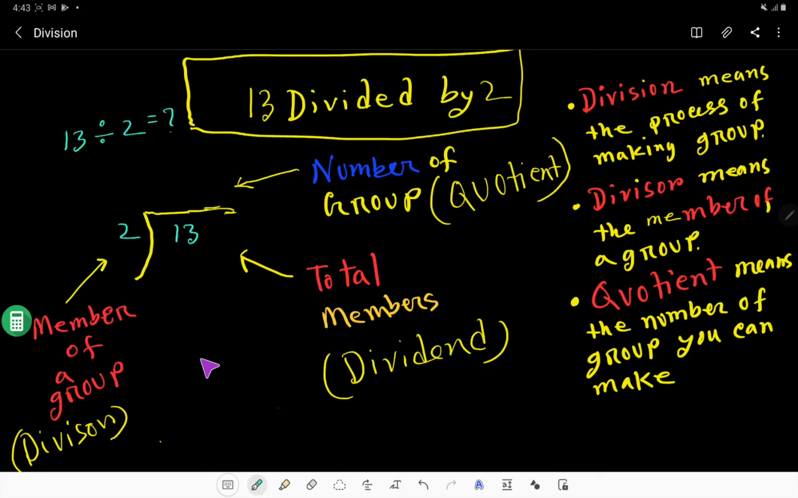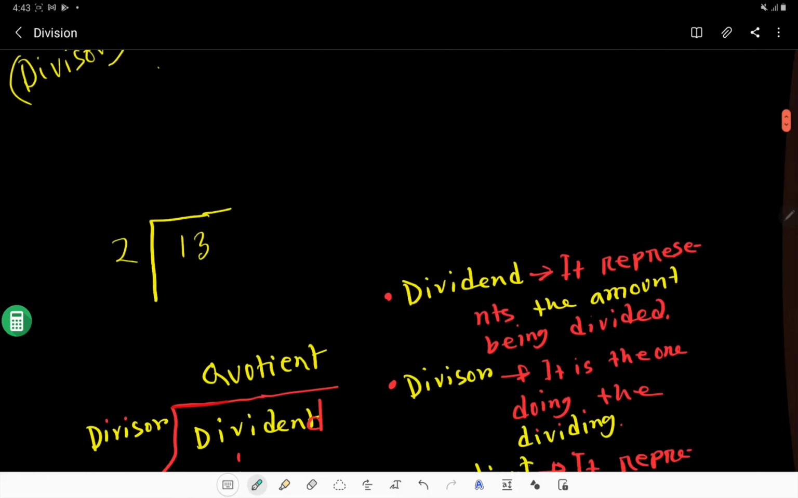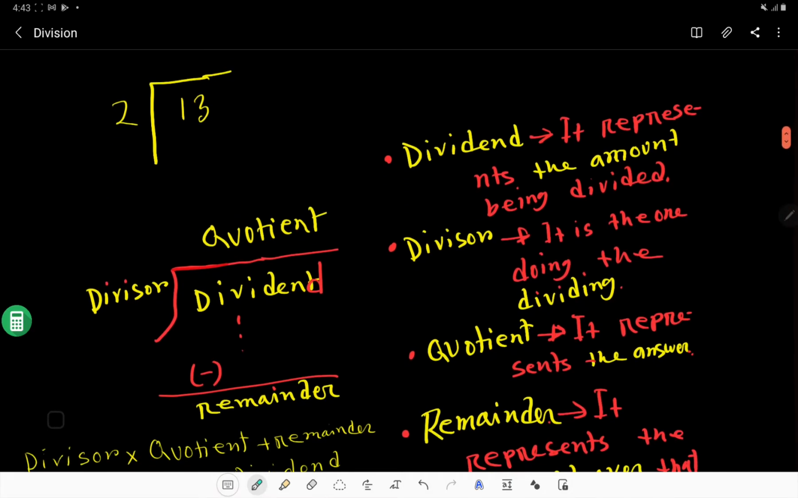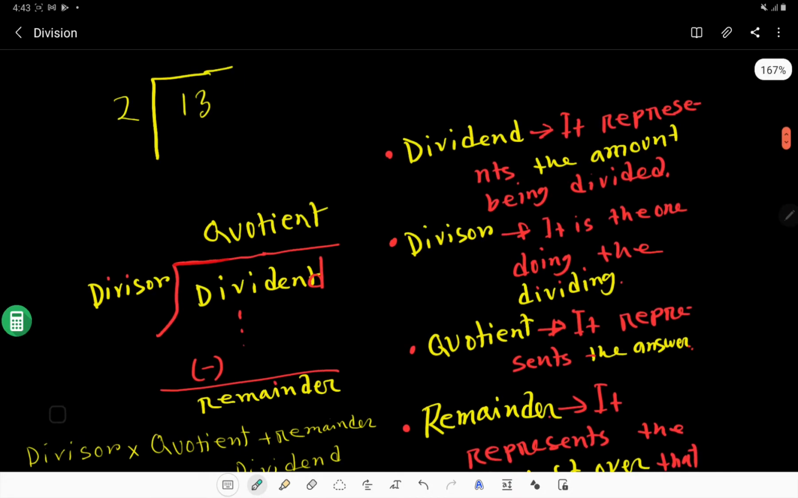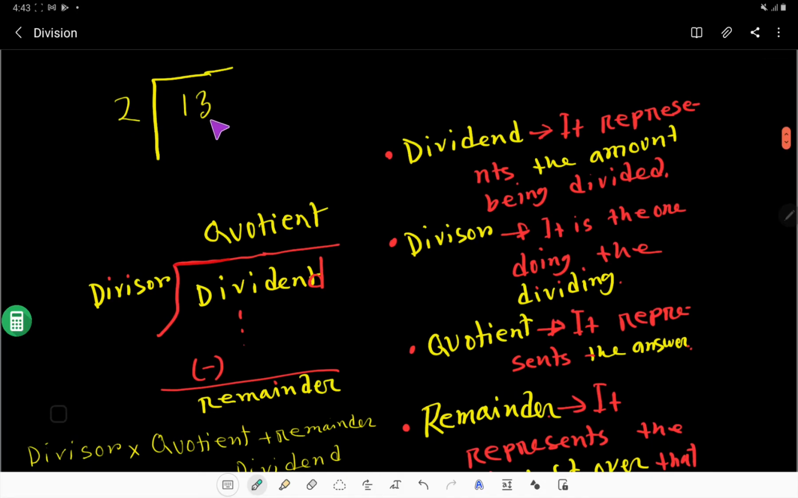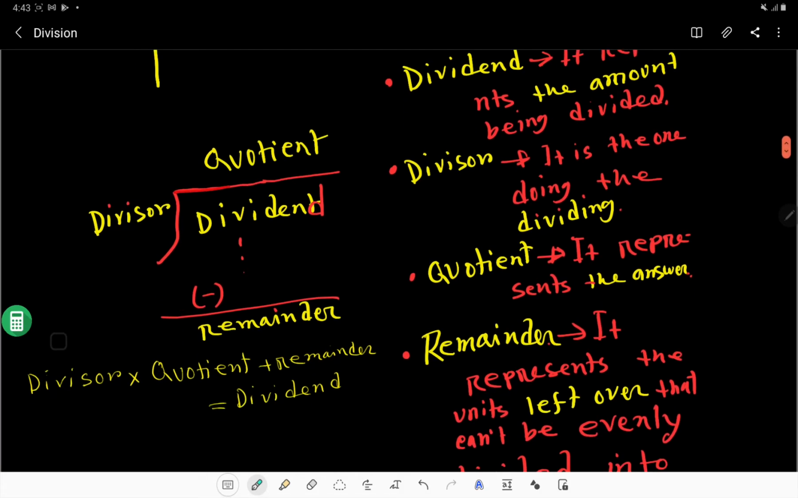Let us see an ideal representation of long division so that you can have clear knowledge. Here 2, here 13. This 13 is the dividend and this 2 is the divisor, and here we will write the quotient. Sometimes we get a remainder, right? If we multiply the divisor and quotient and add the remainder, then we get the dividend, right?